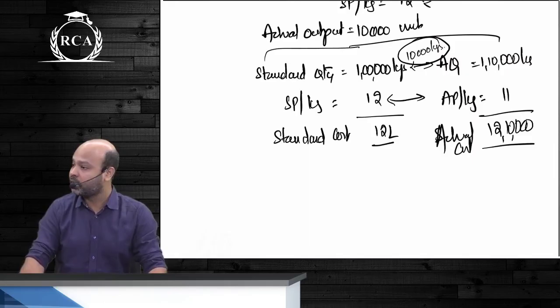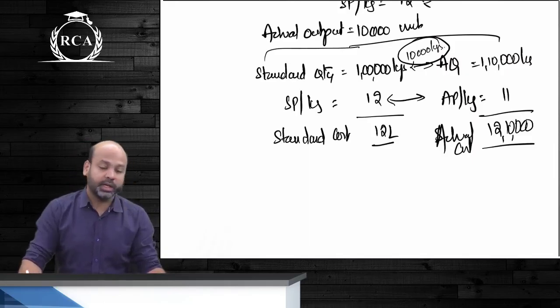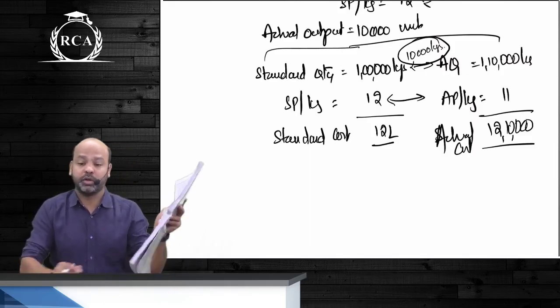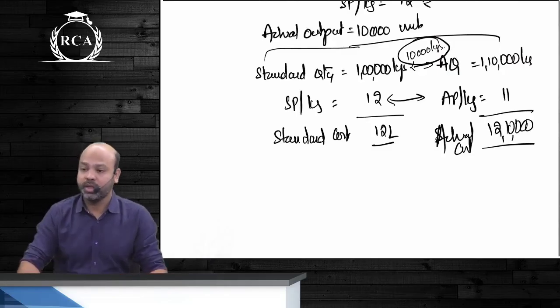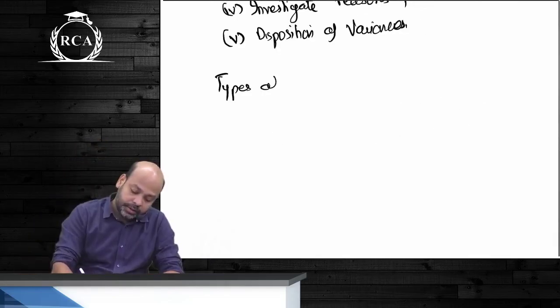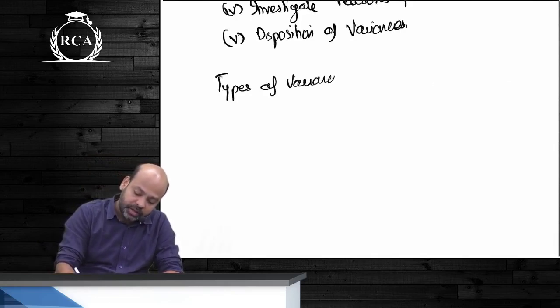Is it making sense? This is exactly what we'll be doing in the entire chapter. Our job will only be computation of variances. Are we all clear about this? Yes or no? So, types of variances: we have multiple categories.